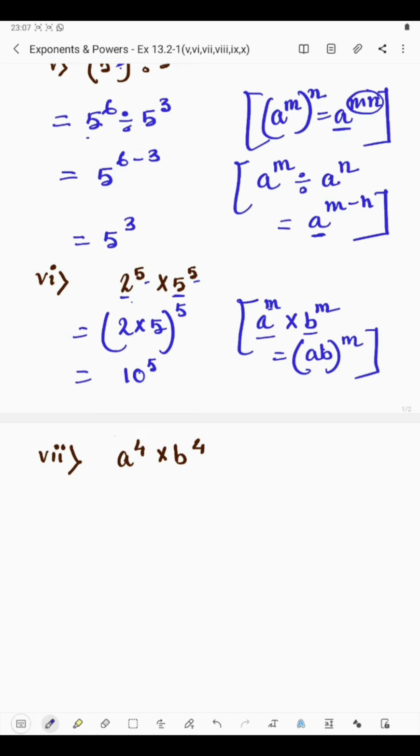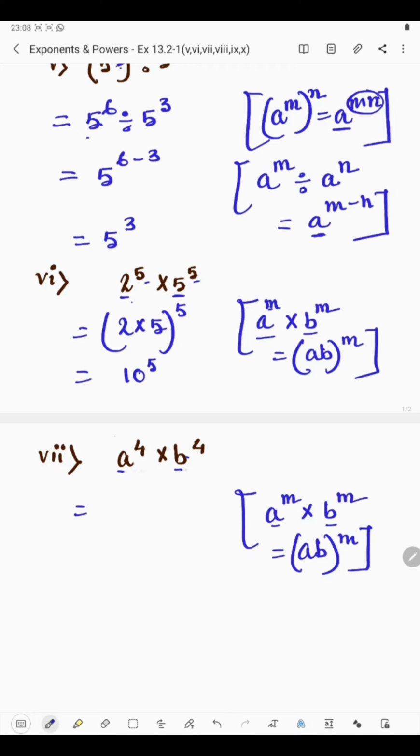Now in seventh part we have a raised to the power 4 multiplied by b raised to the power 4, in which we have two different base but the power is same, okay? So suppose a raised to the power m multiplied by b raised to the power m, in which two different base but the power is same, which is m. So we will just multiply the base and we'll write the power one time. So it is ab whole to the power m.